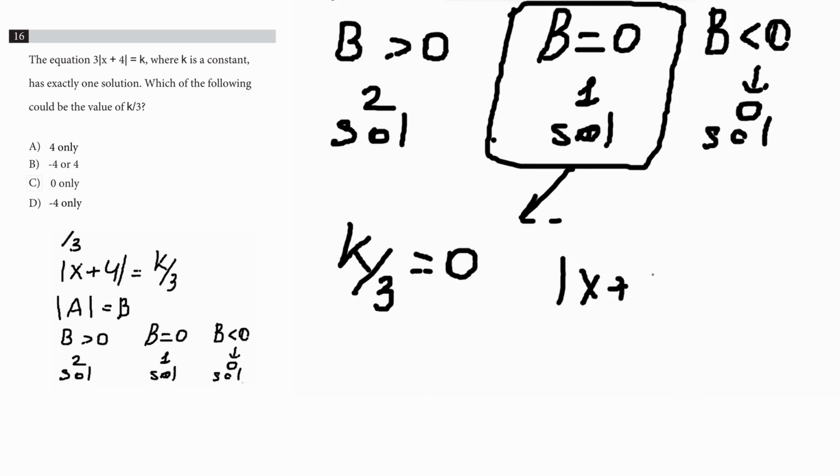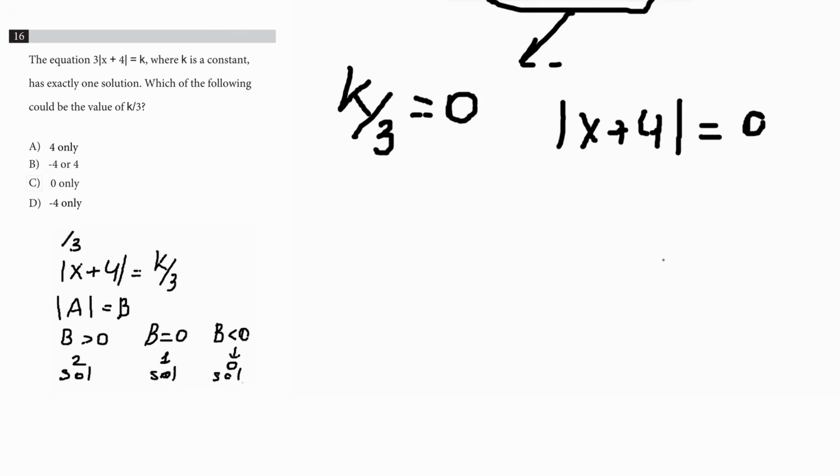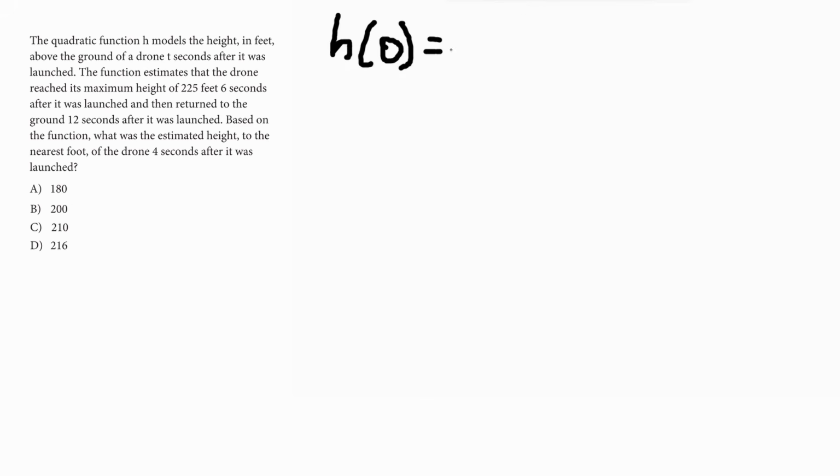And after that, we're going to write x plus 4 in absolute value equals 0. And from here, we can remove the absolute value signs, and x is going to equal negative 4. Now, let's move on to the next question.